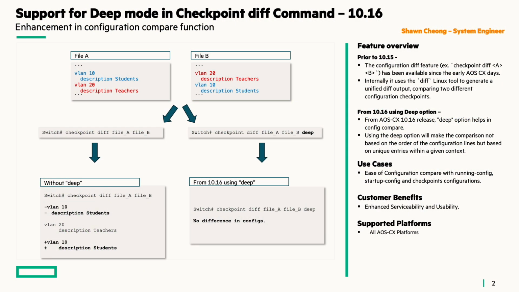In earlier versions of AOS-CX, we already had the checkpoint diff command to compare configs. It used the basic Linux diff tool, which checks line by line. From version 10.16, we have a new option called diff mode. With diff mode, the system does not care about the order of the lines. Instead, it focuses on the real config value in each section.